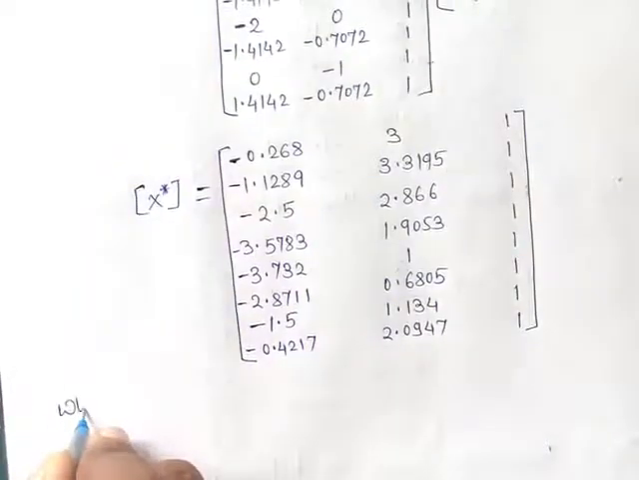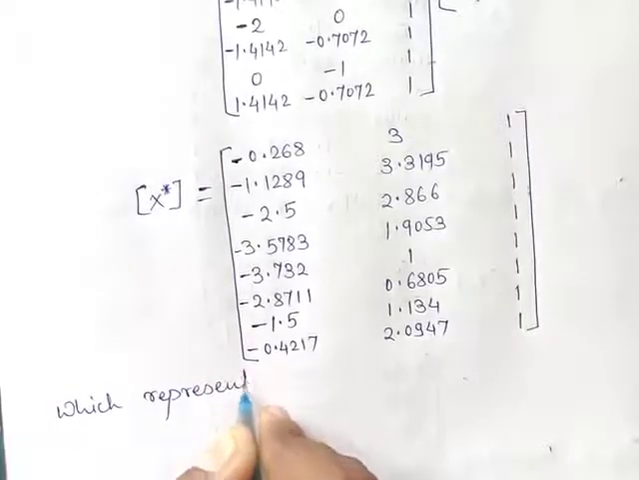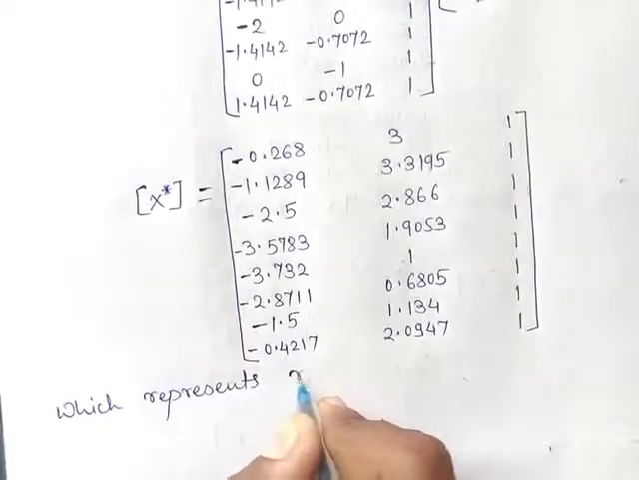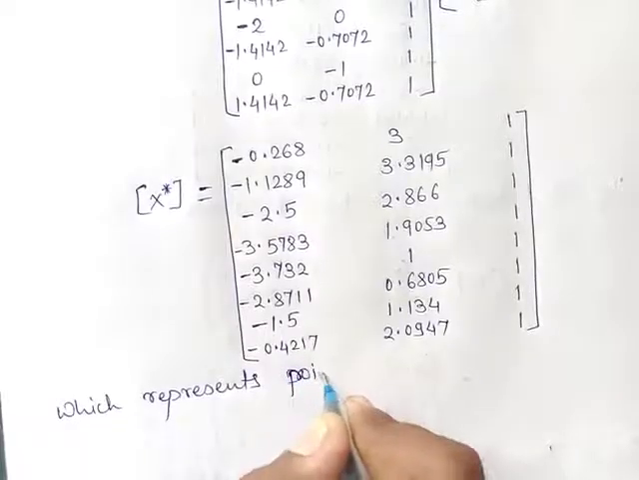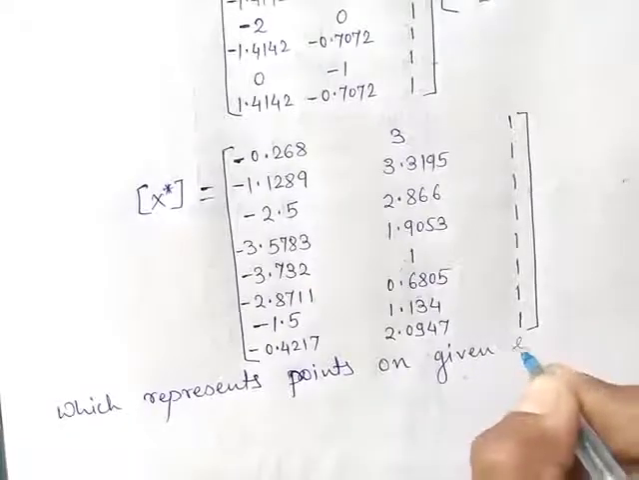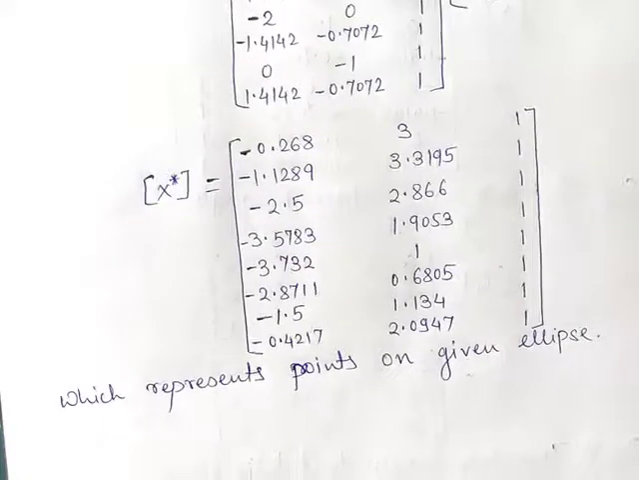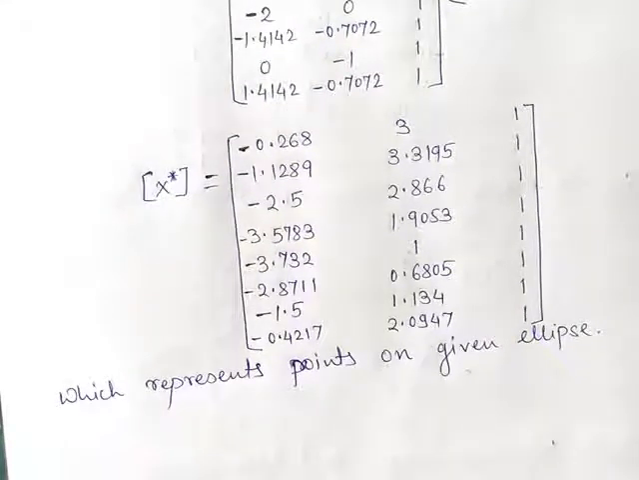which represents points on the given ellipse. So this is about generating uniformly spaced points on an ellipse whose center is either at the origin or not at the origin. So here we will stop for this video. In the next video we will see generation of points on a parabola. Thank you.